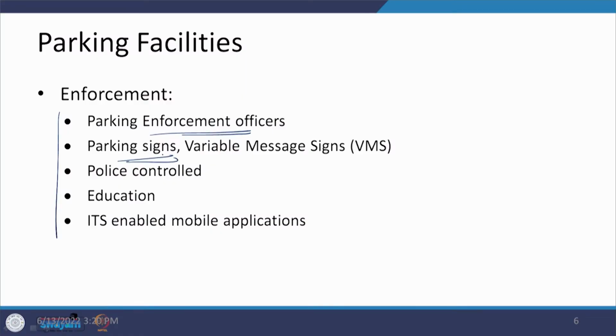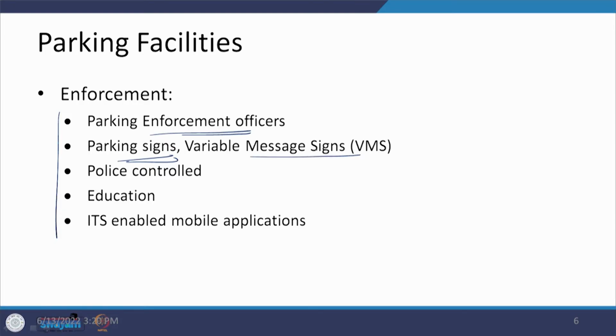The various associated features, in terms of either the possibility of parking at a location or not parking at a location, or availability of spaces in that area, can be conveyed by way of signs, which can be fixed signs or variable message signs. Police control can also be there. We can educate the people, or ITS enabled mobile applications can be created, so that people can get an idea that if they are going to a certain area at a certain point of time in a day, what is the possibility of getting a parking space in that area. So, whether they should travel by their own vehicle or hire a vehicle and travel by that, which is going to be more feasible.